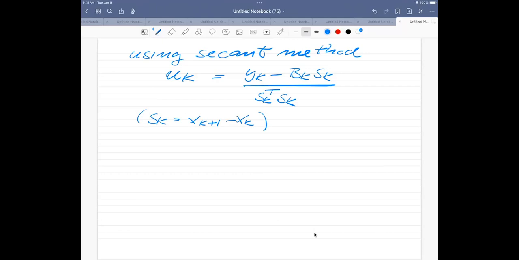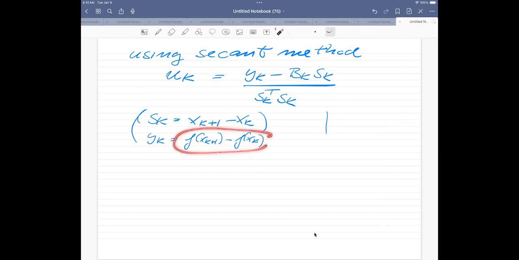So if you use the second method, if you now look at y of k, just let me quickly remind you, it is given by f of x of k plus 1 minus f of x of k. So what I've done here is a simple modification of the second rule. Because then you see that you have parts of it here, this one is here.